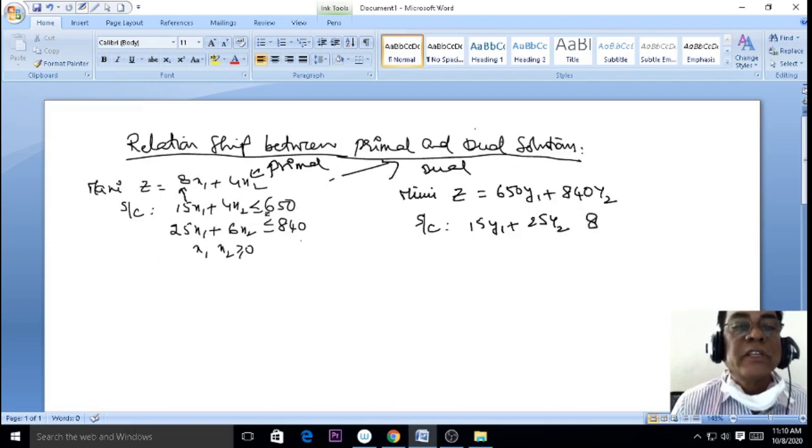Now, what is the symbol in the first inequality? Less than or equal to. So it is better to change it to greater than or equal to. Next, go to the second equation.